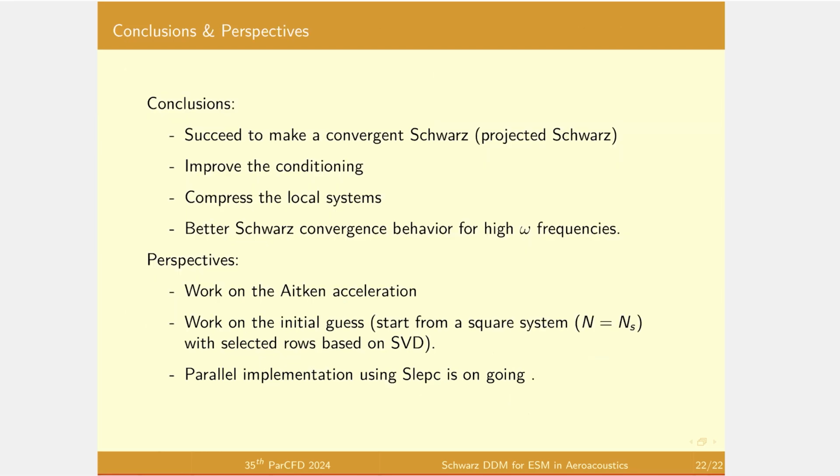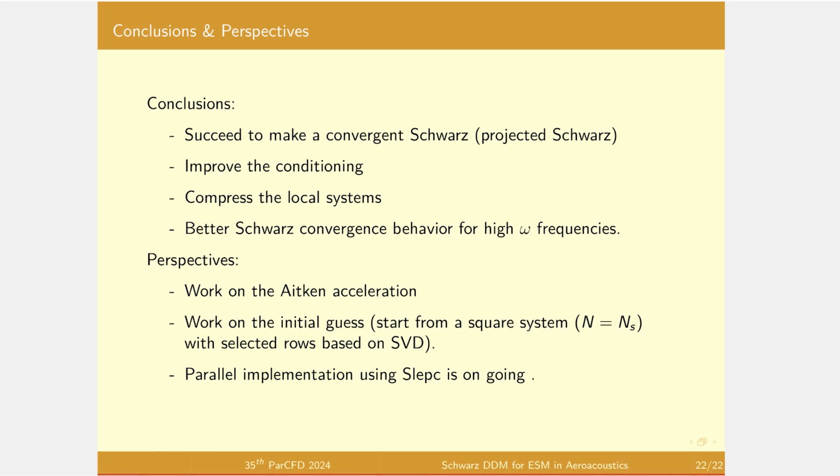So, conclusion and perspective. We succeeded in making a convergent Schwarz, which is the projected Schwarz. This improves the conditioning and compresses the local systems. It also has a better Schwarz convergence behavior for high omega frequency. We still need to work on the acceleration, because we really need to have a very competitive method.